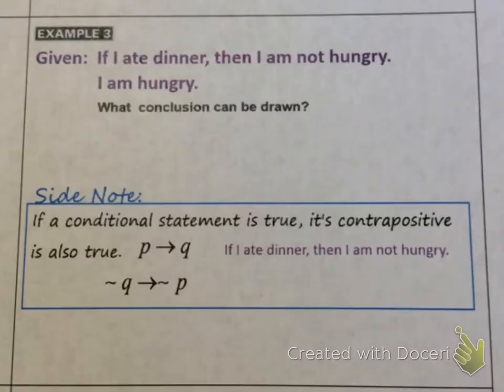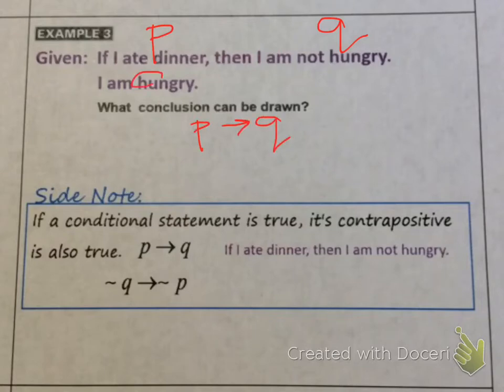All right, example 3. If I ate dinner, then I am not hungry. I am hungry. So here we go. P is I ate dinner. Q is I'm not hungry. So I have P, if P, then Q.